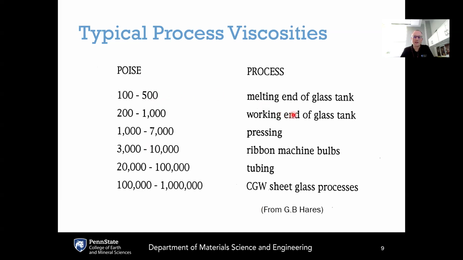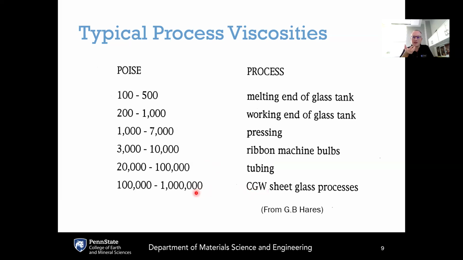Moving on to the working end of the glass tank, typical viscosities are on the order of 200 to 1,000 poise, so about 20 to 100 Pascal seconds. Pressing operations take place at 1 to 7,000 poise. The ribbon machine, which we'll get to a bit later in this course, and was used for making glass light bulb envelopes, operates at about 3,000 to 10,000 poise. Glass tubing is made at a somewhat higher viscosity of 20,000 to 100,000 poise, and the Corning Glassworks sheet drawing process takes place at even higher viscosities, from 100,000 to a million poise.